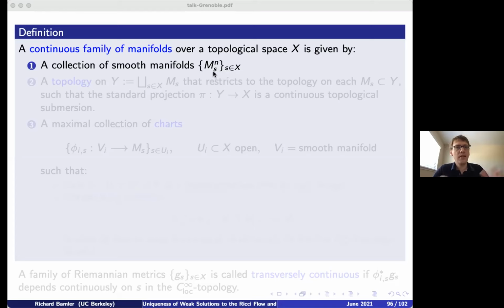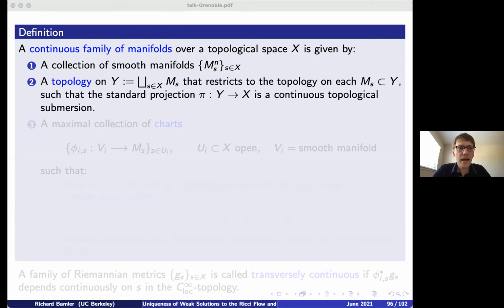Okay? So these could be like the singular Ricci flows. These could be completely different manifolds. They may have nothing to do with one another. And then I'm going to fix some extra data. I'm going to fix a topology on the disjoint union of all these manifolds. I'll denote that total space Y. So I fix a topology that restricts to the topology on every fiber M_S, and I require that the standard projection should be a continuous topological submersion. So here's some of the submersion idea that comes back in.